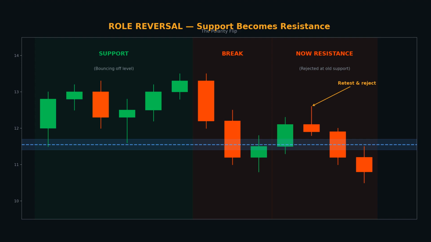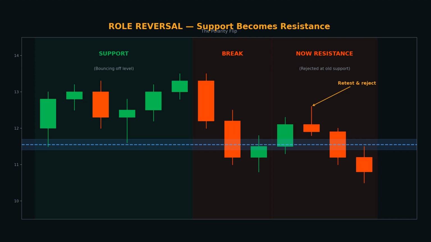The same thing works in reverse. When resistance at $100 breaks and price pushes above it, all the traders who sold at 100 are now wrong. If price comes back down to 100, buyers step in because they know that the previous ceiling has been broken. The old resistance becomes new support.